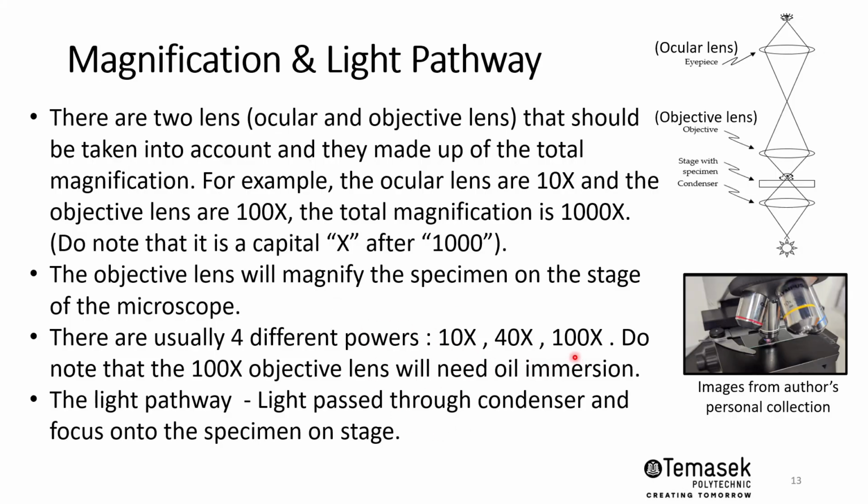Do note that the 100 times objective lens will need oil immersion. These are typically immersion oil that help to maintain the refractive index of the light when light passes through the objective lens. The light pathway, as I mentioned just now, will pass through the condenser and then focus on the specimen on the stage. The image here on the right hand side shows you different objective lenses. The red one is 4 times. The yellow objective lens could be 10 times or 20 times. The blue labeled objective lens is typically 40 times, and the black or the white labeled objective lens is 100 times.